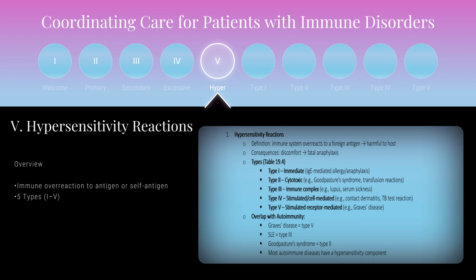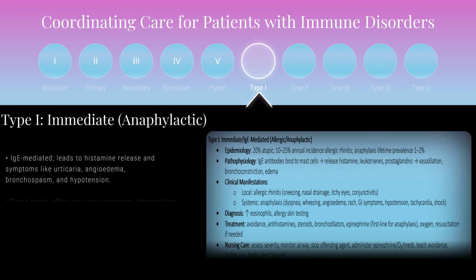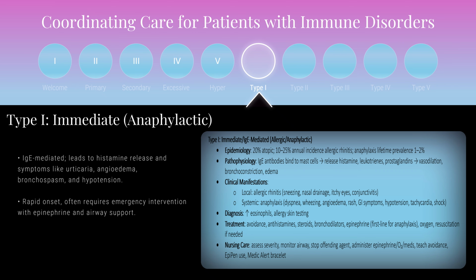And we should go to type 1. Type 1, it's the IgG mediated, leads to histamine release and symptoms like urticaria, angioedema, bronchospasm, and hypotension. Rapid onset often requires emergency intervention with epinephrine and airway support.